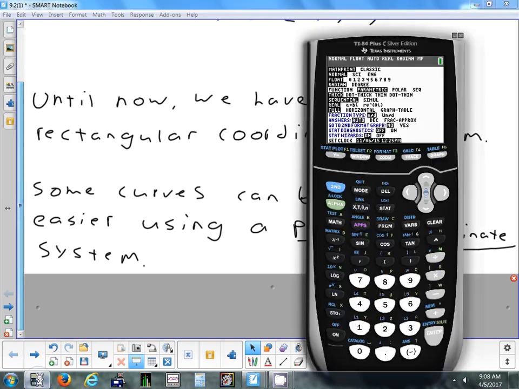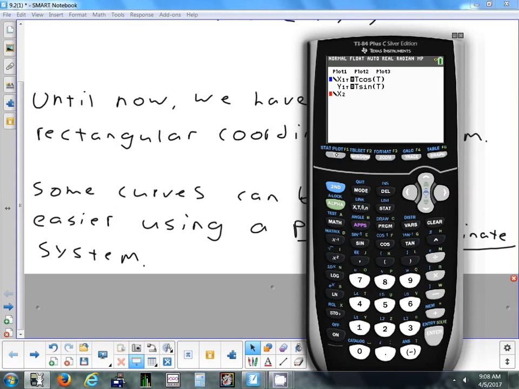Right. So just to show you, let's say in parametric, if I wanted to draw a circle with a radius of 3, I would have to type in 3 cosine t for x, 3 sine t for y. And if I do zoom 6, it's going to look kind of like an oval because the screen is wide. But then I can fix it by just changing my zoom. And I get a circle with a radius of 3.